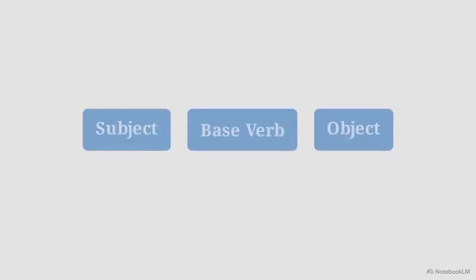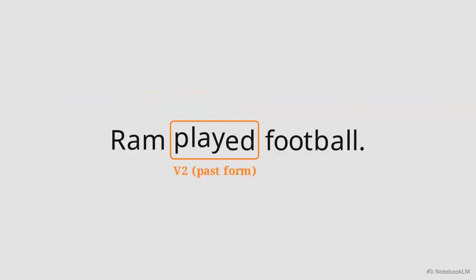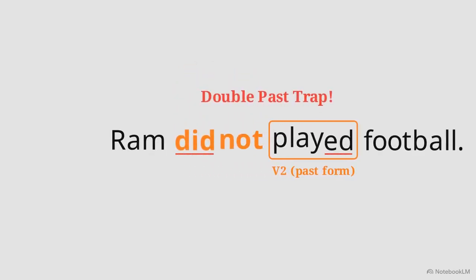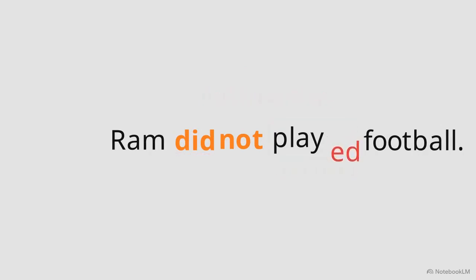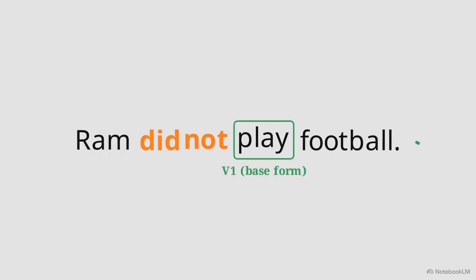To achieve this, we insert the helper phrase did not right after our subject. This is where most writers fail by falling into the double past trap. Once you use the word did, your main verb must revert to its base form. So played loses its ending and becomes play. Check your notebook. Your first converted sentence should read, Ram did not play football.